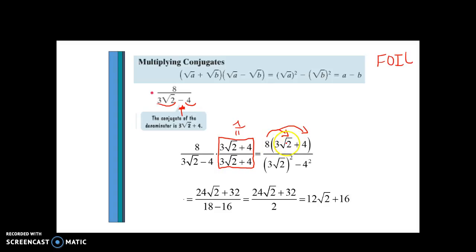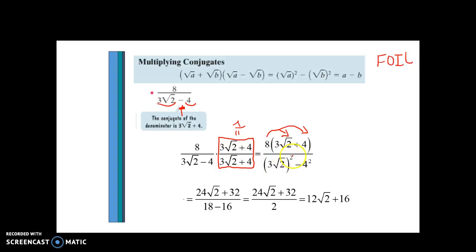So we have 8 times 3 root 2. Well, we can only multiply the real part of this number, or the rational part. So 3 times 8 is 24. I'm leaving the root 2. I'm not touching that. I can't multiply a rational and an irrational number. But then 4 times 8 is 32. Don't forget to distribute to that second term.